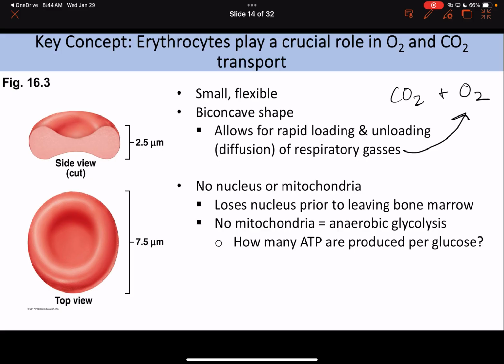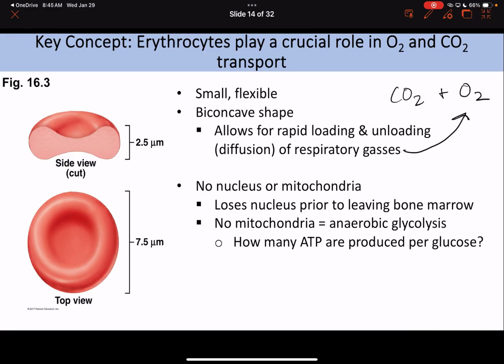And so we'll learn about the development of erythrocytes here in a second, but it does have a nucleus because it needs a nucleus for the DNA, for the instructions to make proteins like hemoglobin. But once the red blood cell is fully developed, it actually kicks out the nucleus before it enters the bloodstream. It has no mitochondria either, so it cannot do aerobic respiration, because that's where aerobic respiration occurs. So it has to do anaerobic glycolysis instead, or fermentation.